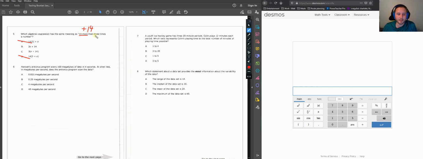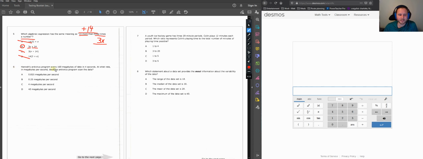So 14 more than 3 times a number. Well, 3 times a number would just be 3 times, well, a number. We don't know what that number is, but 3x. That is 3 times whatever x is. So we're looking for a 3x and a plus 14. Here's my 3x. Here's my plus 14. C is close, but there's nothing in this sentence that makes me think it needs parentheses. So C is not the answer.